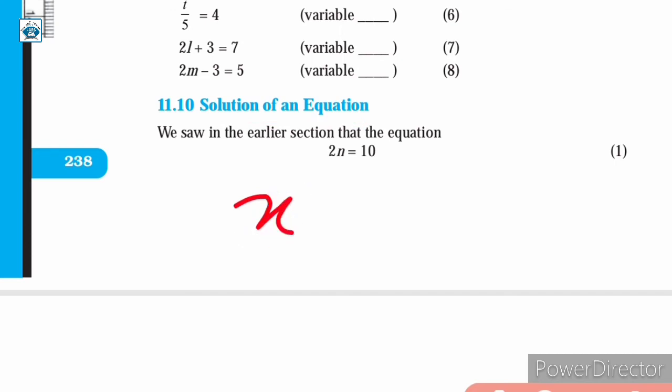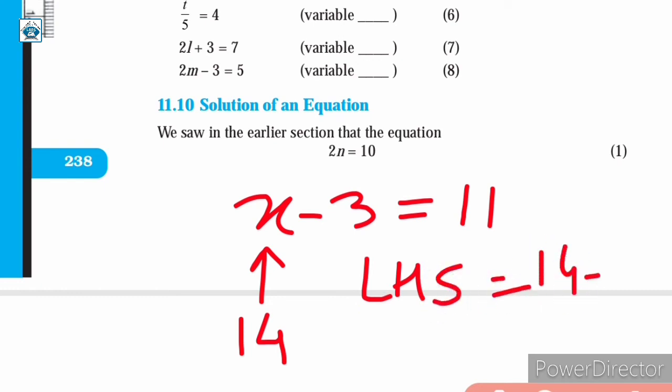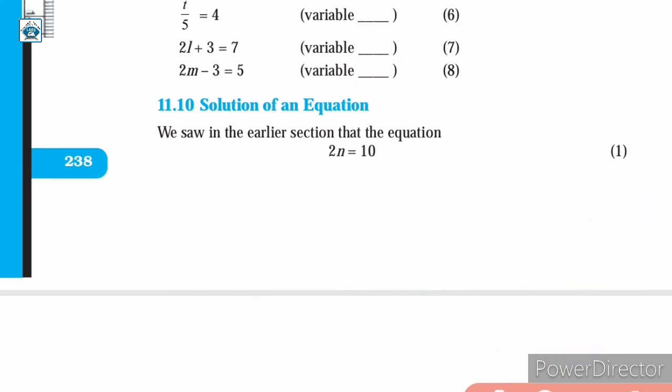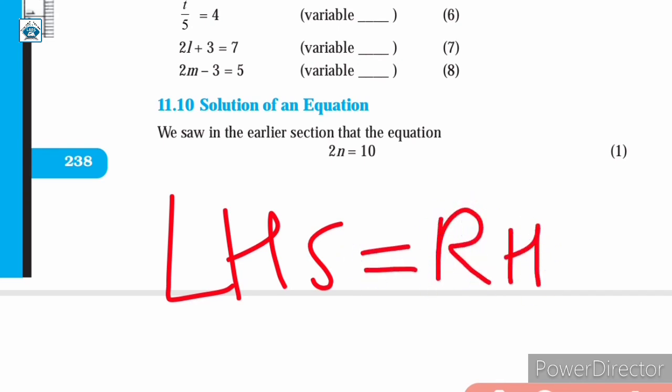Consider the equation x minus 3 is equal to 11. Here we know that when we take x is equal to 14, the LHS of this equation becomes x minus 3. That is 14 minus 3. 14 minus 3 is equal to 11. So when we look at the RHS, the RHS is also 11 and LHS is also 11. Then we can say that LHS is equal to RHS. So here the equation is satisfied. That is known as the solution of an equation.